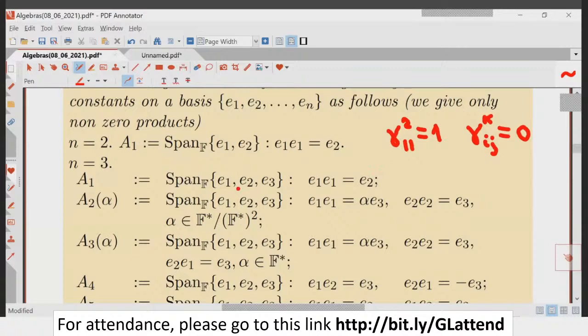Here, a three-dimensional associative algebra. Here also you can see how many structure constants there are. Of course, 3 cubed, because it is a three-dimensional vector space, so there must be 27 numbers. Only one of them is non-zero, 1. So gamma 112, sorry, is 1. All others are 0.